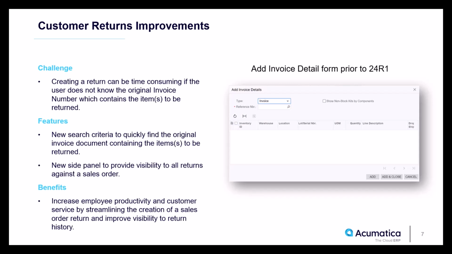Today, I will demonstrate the new search criteria on the Add Invoice Details form that will enable the user to quickly find the original document containing the item to be returned. I'll also show you a new side panel that provides visibility to all returns against an order. Let's now jump into the demonstration where I'll show you the power of the new capabilities designed to increase employee productivity and customer service by streamlining the creation of a sales order return and improve visibility to return history.